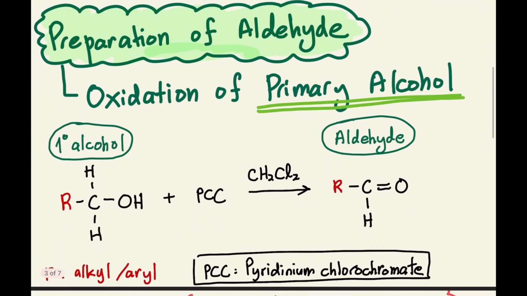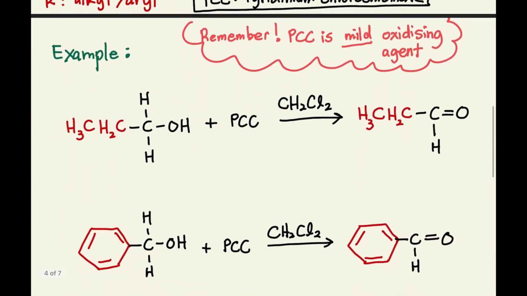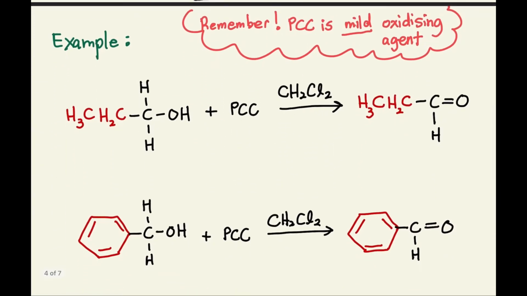Preparation of aldehyde. We can use any primary alcohol and react it with a mild oxidizing agent, which is pyridinium chlorochromate in CH2Cl2, which is the solvent, and we will produce an aldehyde. Remember that PCC is a mild oxidizing agent. Do not use a strong oxidizing agent, as the reaction might proceed to produce carboxylic acid.